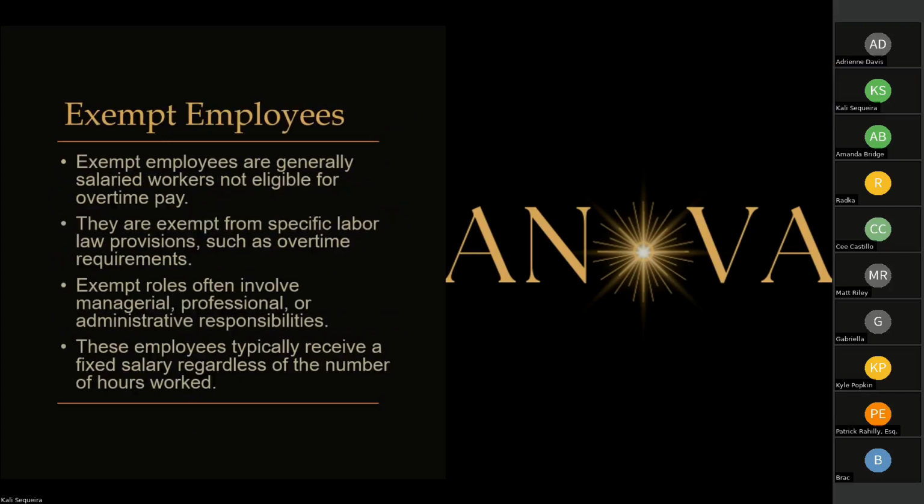First we'll talk about exempt employees. Exempt employees are generally salaried workers that are not eligible for overtime pay. And they are exempt from specific labor law provisions such as overtime requirements. These roles often involve managerial, professional, or administrative responsibilities. But as we'll learn later on, there are very specific differences, or they might not only be those responsibilities. These employees typically receive a fixed salary regardless of the number of hours worked.